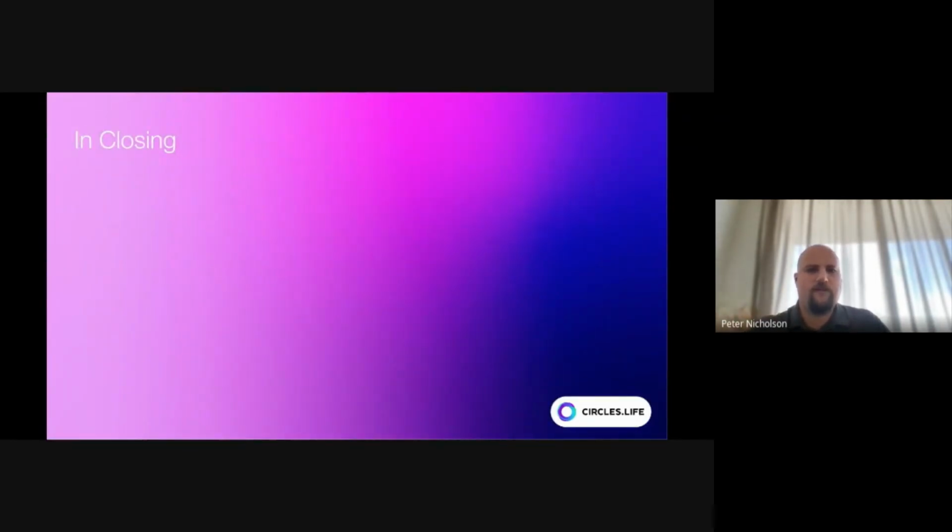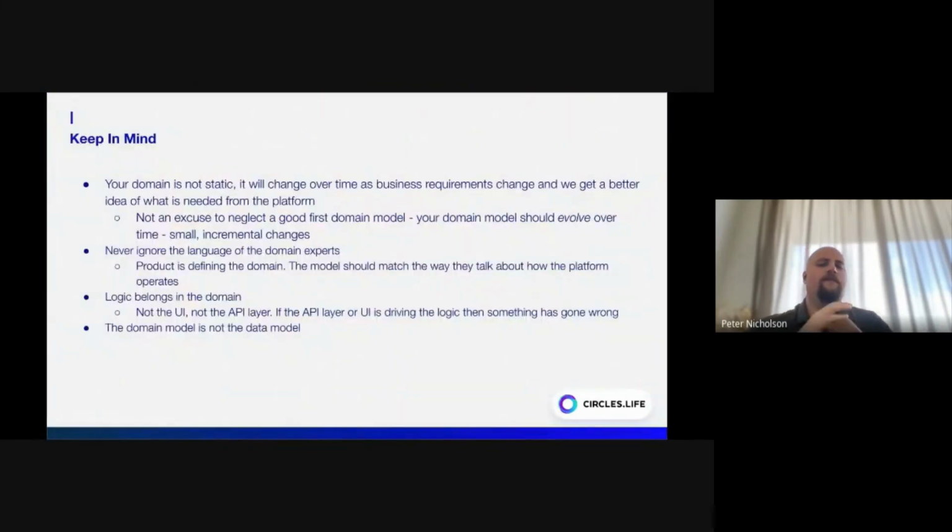So in closing, a handful of last lines, a couple of things to keep in mind, right? Your domain is not static. It's going to change over time as the business requirements change and we get a better idea of what's needed from the platform. But this is not an excuse to neglect a good first domain model, right? The domain model should evolve over time in small incremental changes.